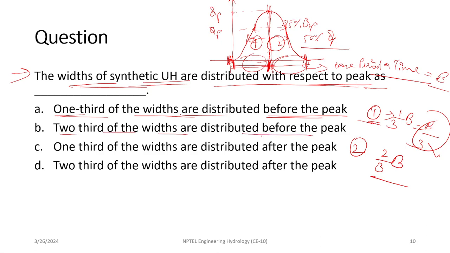A and D. D. Okay. 2/3 after the peak. Okay, after the peak. Yes, so you are right. So for the first part, width is divided in 1 by 3rd, and then after the peak it will be 2 by 3.